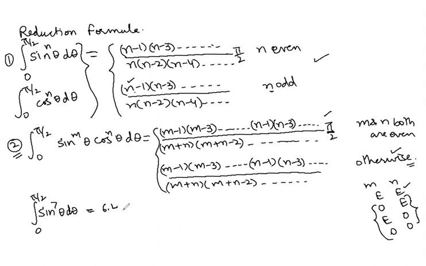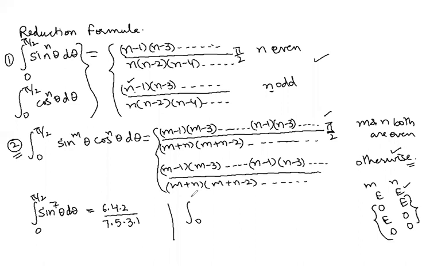It is 6 into 4 into 2, okay, we will not go beyond this. And in the denominator we start with the power itself. It is 7 into 5 into 3 into 1, right? And because this 7 is odd, we will not have any pi by 2 factor here.